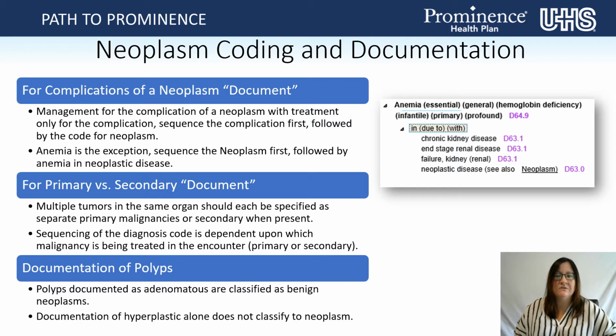For primary versus secondary, document multiple tumors in the same organ should each be specified as separate primary malignancies or secondary malignancies when present. Sequencing the diagnosis code is dependent upon which malignancy is being treated in the encounter, primary or secondary. For documentation of polyps, polyps documented as adenomatous are classified as benign neoplasms. Documentation of hyperplastic alone does not classify to neoplasm.